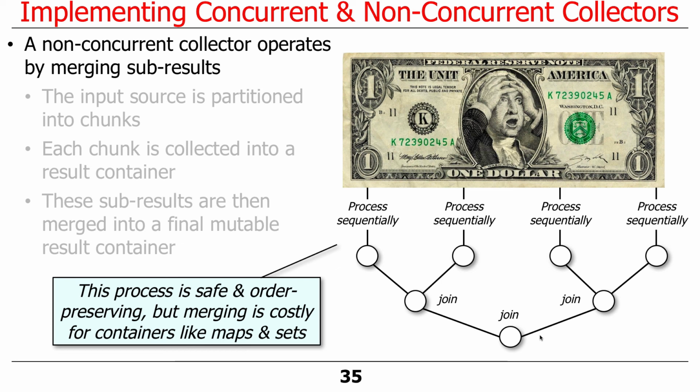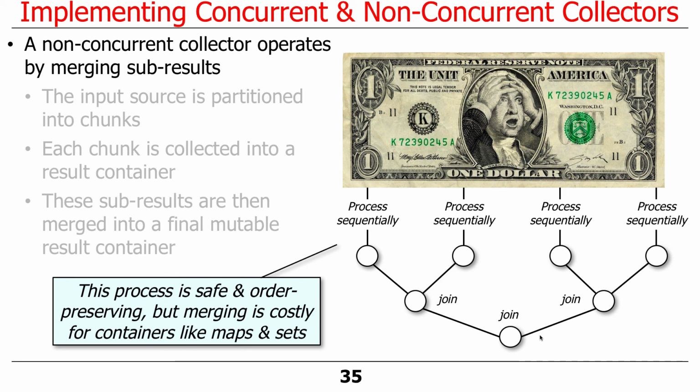Even though this process will be thread safe, in the sense that it will not have corrupted data, and it's also capable of preserving order if that's important, merging can be costly for certain kinds of containers. Those would be things like maps and sets, where merging takes a fair amount of time because you have to take all the contents of one intermediate result container and all the contents of another intermediate result container and bring them together into a new container, or merge one into the other. So the point is that could take a fair amount of time to do.